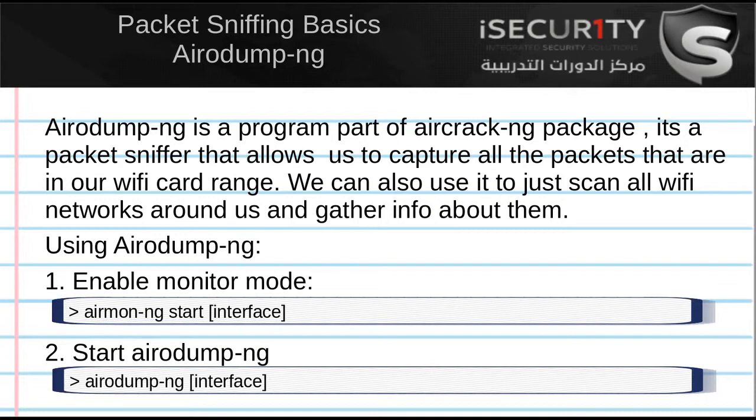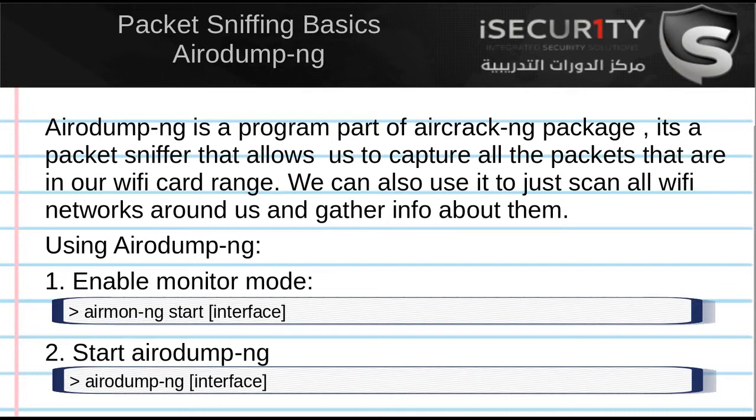So what tool are we going to use? We're going to use a tool called Airodump-ng. It's part of the Aircrack-ng suite. It's a packet sniffer that allows us to capture all the packets around us. We can run it against all the networks around us, so we'll collect any packets within our Wi-Fi range, or we can run it against a certain AP, or access point, so we'll only be collecting packets that are coming from a certain Wi-Fi network.